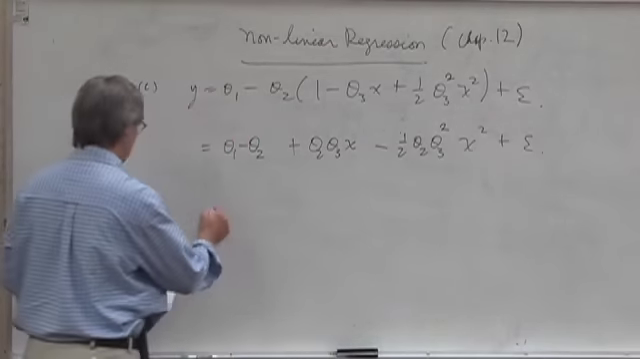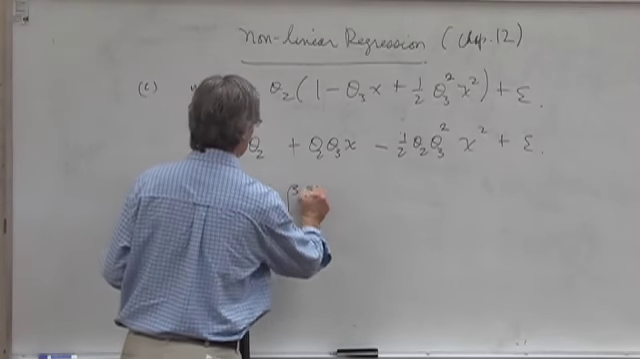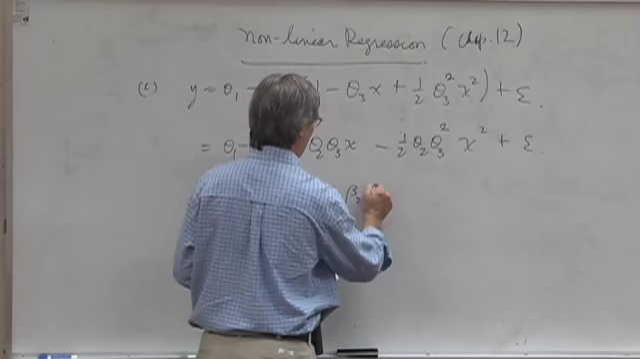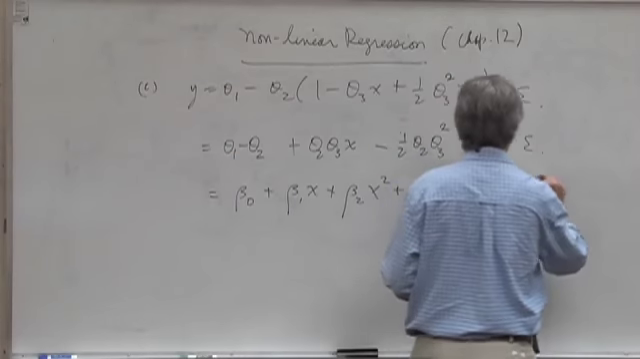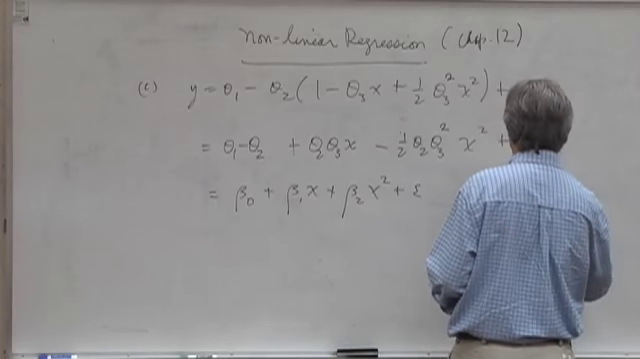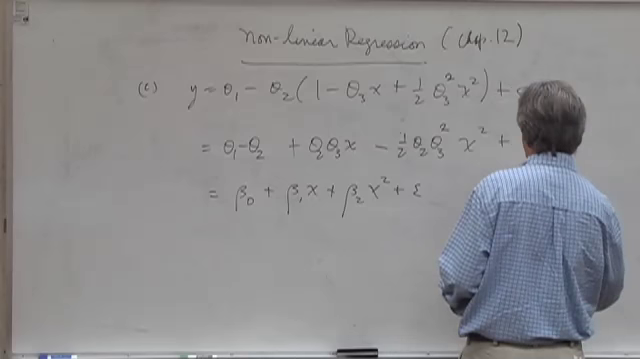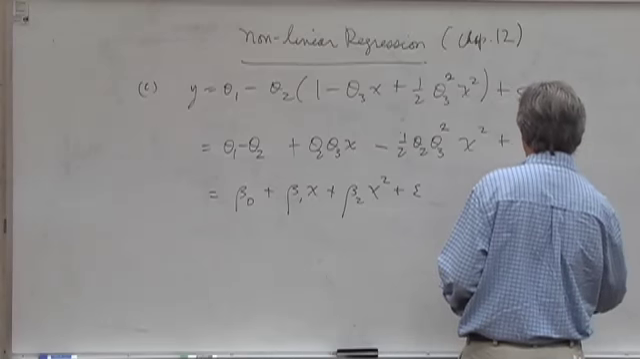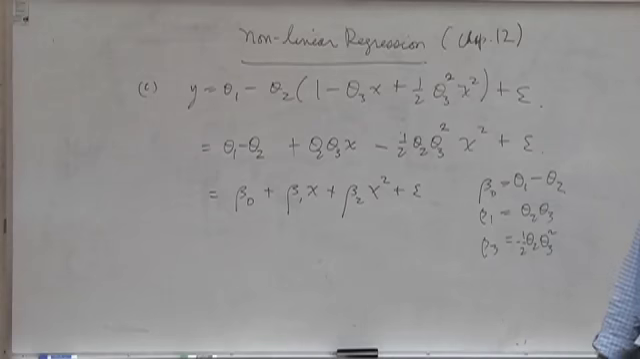So then you just rewrite this as beta naught plus beta 1x plus beta 2x squared plus epsilon, with beta naught equals theta 1 minus theta 2. Beta 1 equals theta 2 theta 3. And beta 2 equals minus 1/2 theta 2 theta 3 squared. So what I do is I fit this polynomial model, and then I just solve for the thetas in terms of the betas. So those would be my estimates of the thetas.